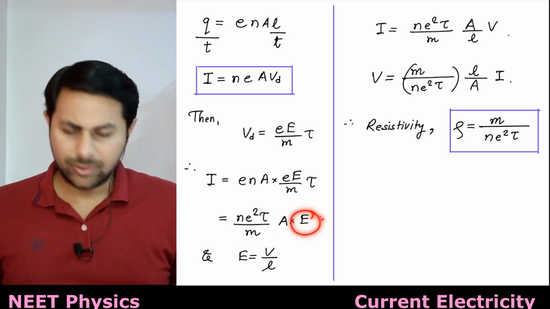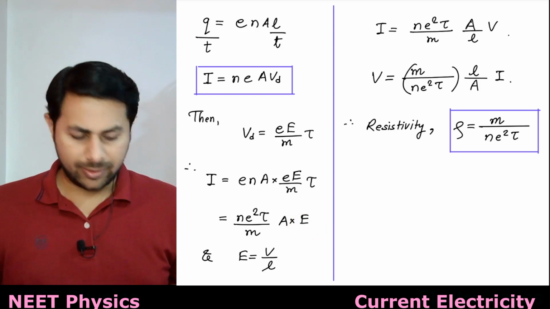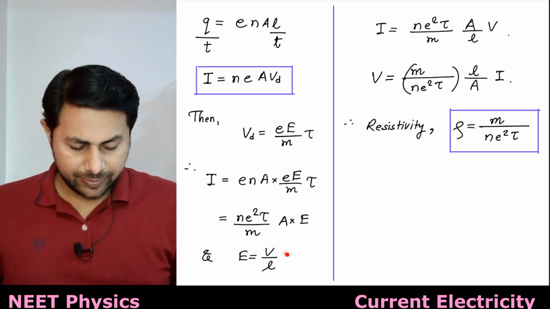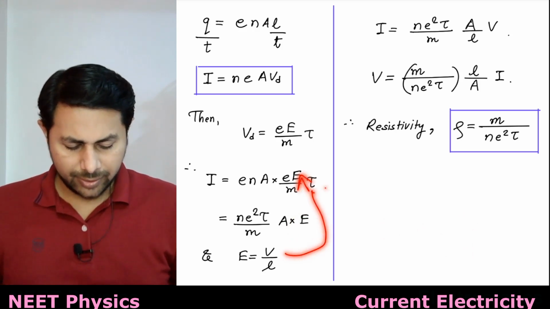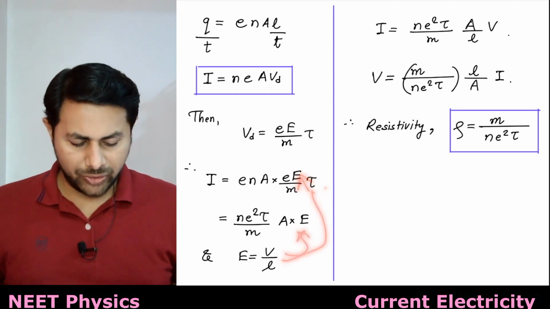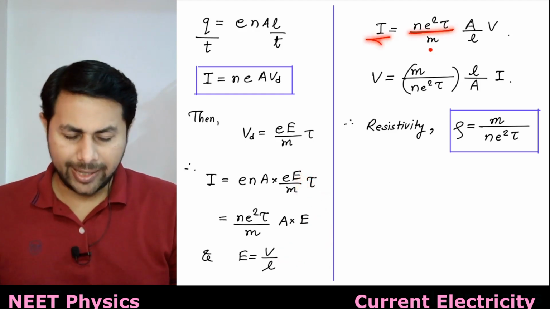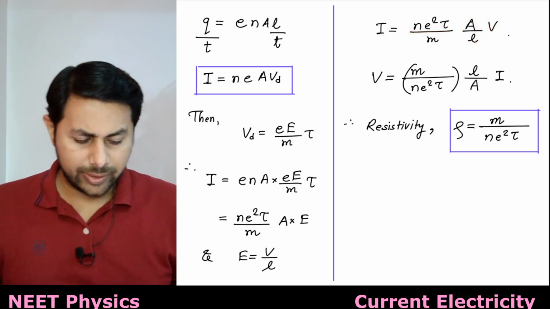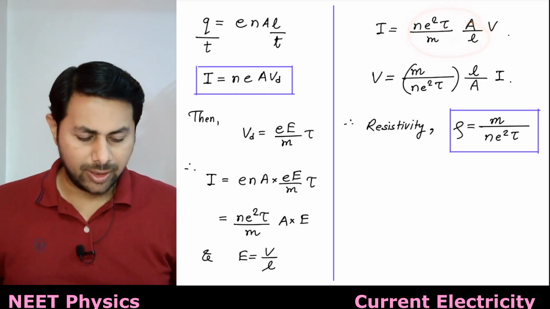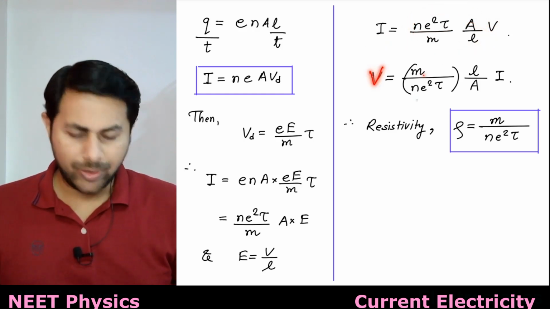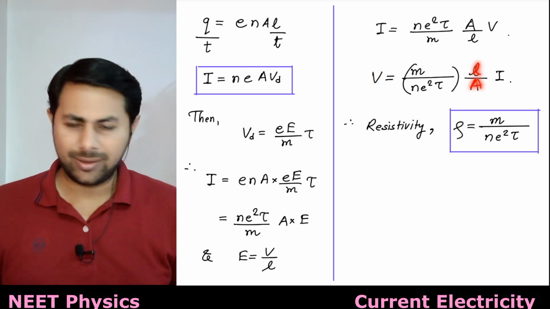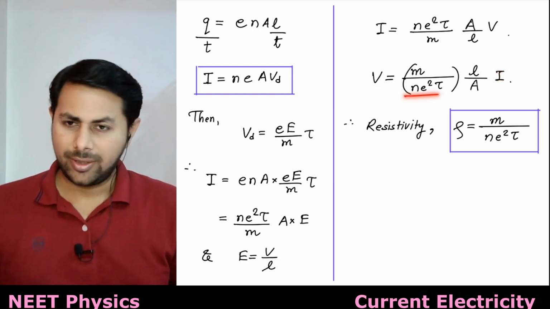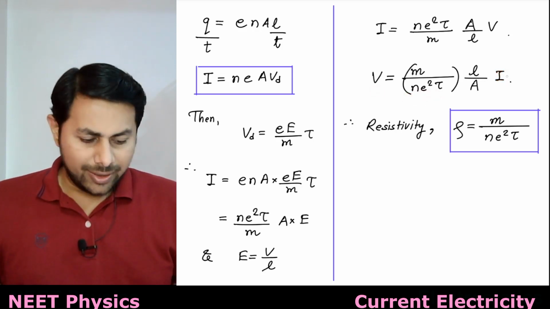And what is E? The electric field is equal to potential difference per unit length, V divided by L. So you put that in, and what do you get? You get I is equal to ne squared tau by m multiplied by A by L into V. Now you can move these things to the other side. So you get V is equal to m upon ne squared tau times L by A multiplied by I.